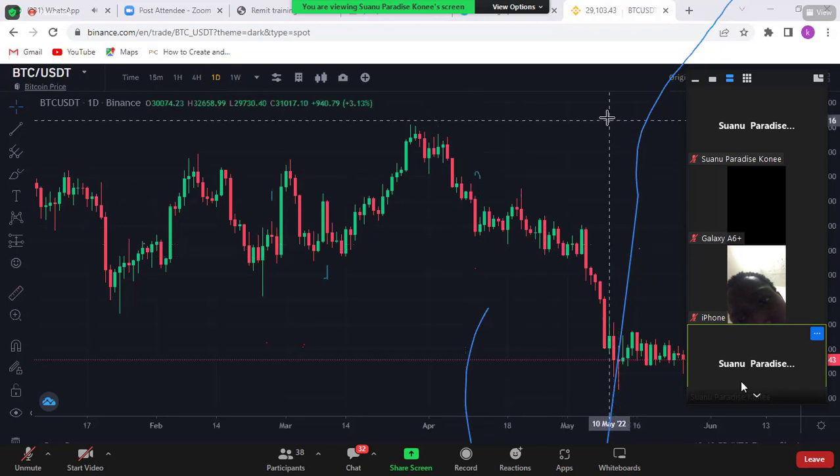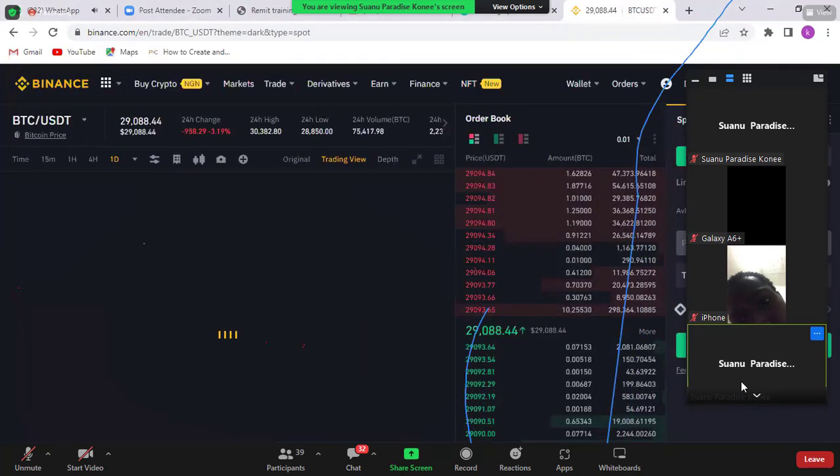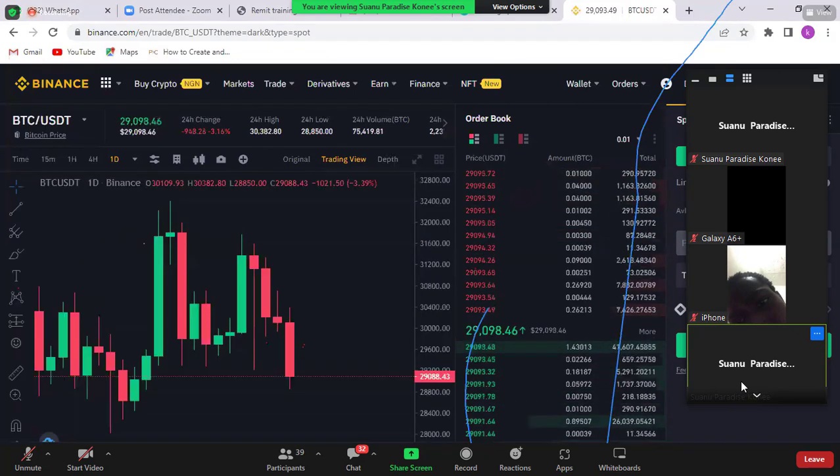Okay, let me explain that again. This is what I meant by market order. Remember, I told you that a market order is an order you place to come in and off the market immediately, right?